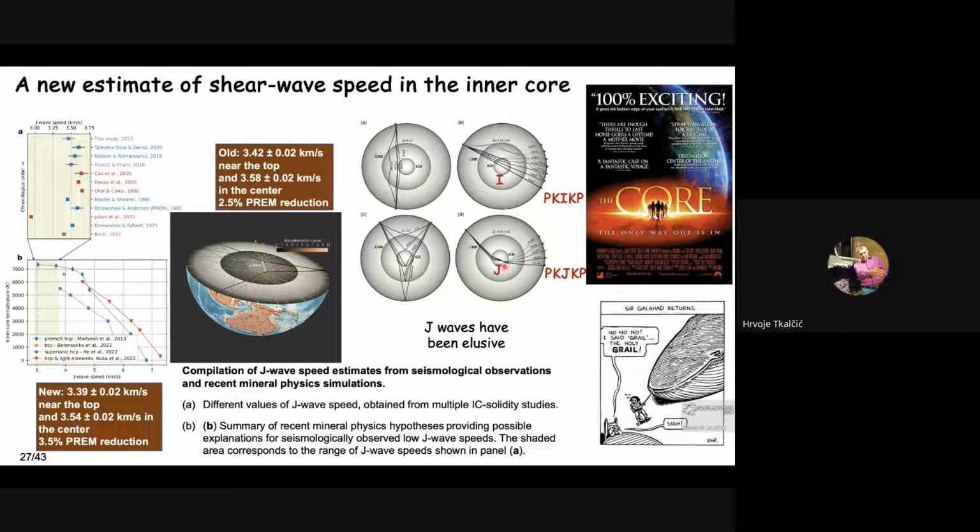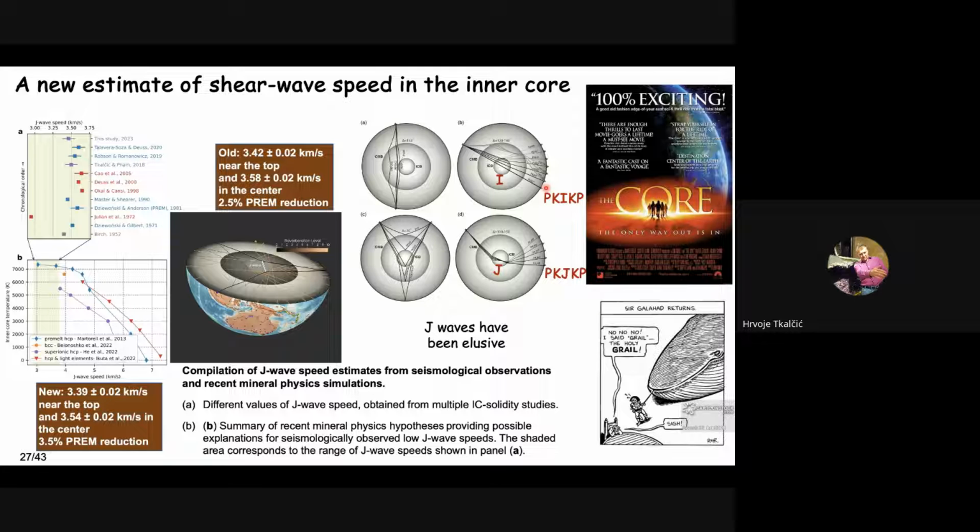So J here stands for shear waves in the inner core. So this would be PK, basically compressional waves that convert to shear waves at the inner core boundary, travel as shear waves in the inner core, and then they're observed as a PKJKP as opposed to PKIKP. The only problem is that these observations were really elusive. So the community was quite divided on the quality of these observations.